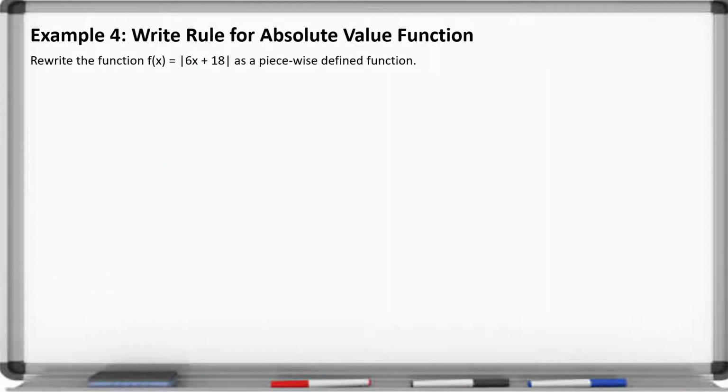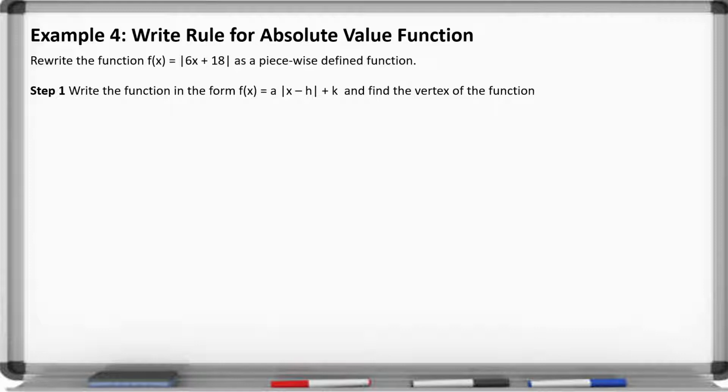All right, so let's look at another example of writing a rule based off of the absolute value function. So we're going to actually focus on absolute value functions in this example. And our goal is to just, given any kind of absolute value, how do we write it as a piecewise function? So for step one, we want to write the function in this format. This is actually the vertex form of the absolute value. So we want to really focus on this form. So in this case, remember that h, k is the vertex. So here we have h and k, and the coordinates h, k give us our vertex.